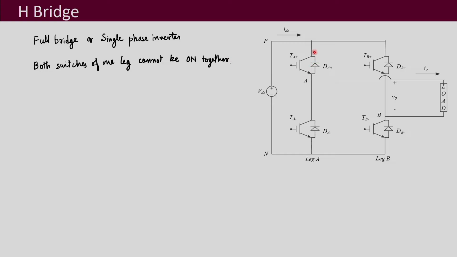You can see here that if you turn on both of these two switches together, it will lead to a short. So, that is why we always ensure that these two switches cannot be turned on together. So, excluding it, what are the different possible switching combinations that we can see? Let us write down the possible switching combinations.